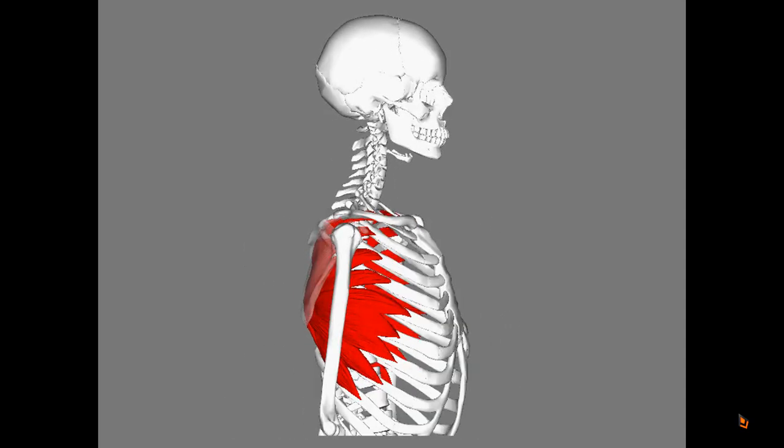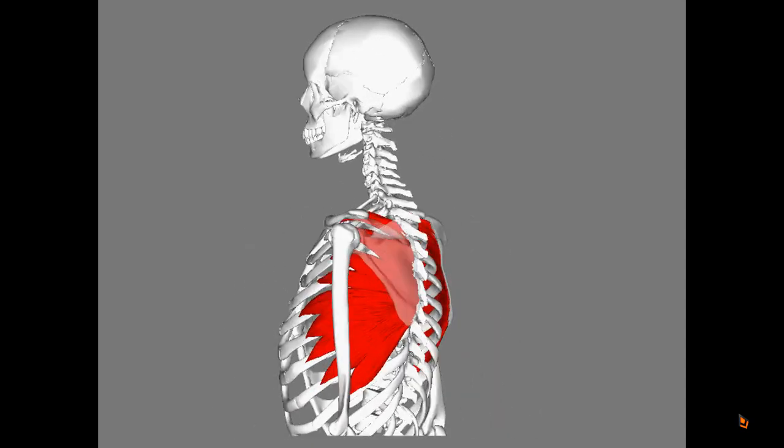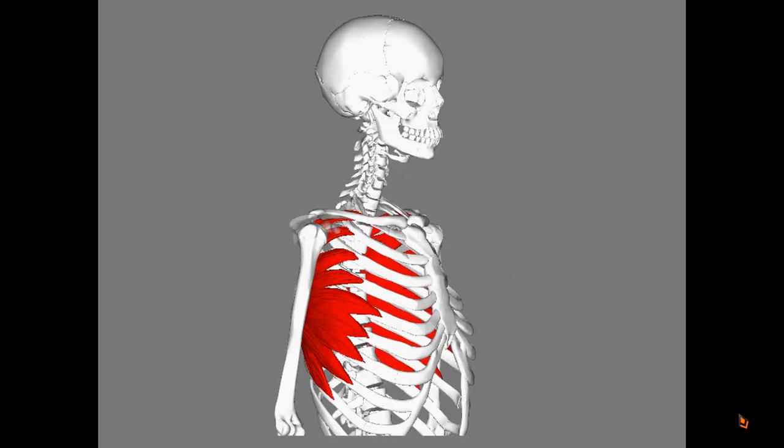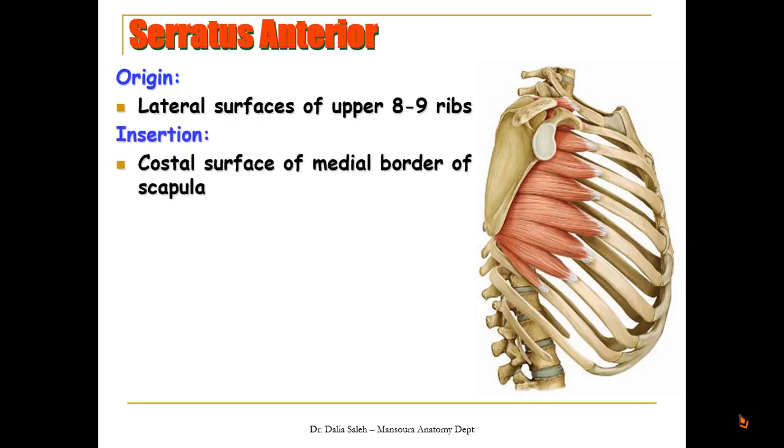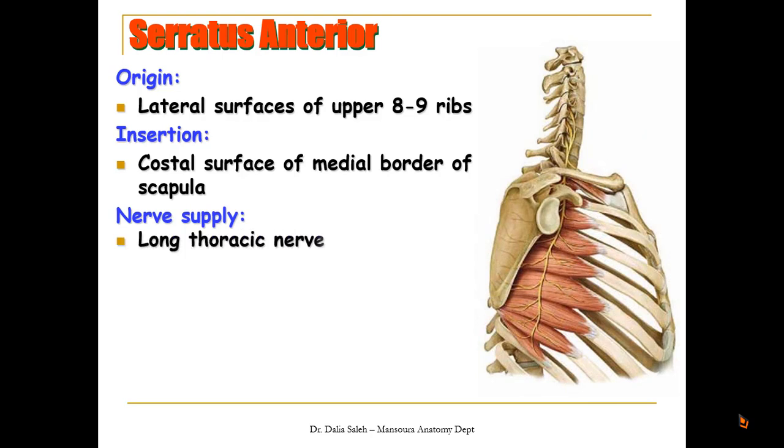Now we will talk about the serratus anterior muscle. It lies, as you can see here, on the side of the chest. The serratus anterior originates from the lateral surfaces of the upper 8 or 9 ribs, and because of this origin, it has a tooth-shaped origin. That's why it's called serratus. It is inserted into the costal surface, or anterior surface, of the medial border of the scapula. It takes its nerve supply from the long thoracic nerve, or nerve to serratus anterior. It originates from the 5th, 6th, and 7th cervical roots of the brachial plexus.